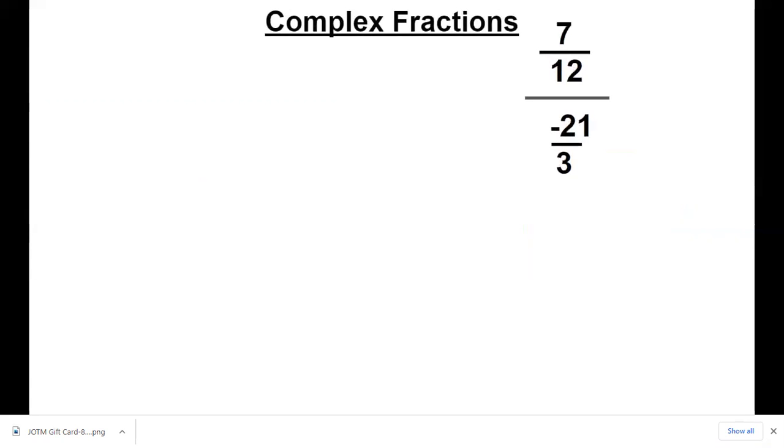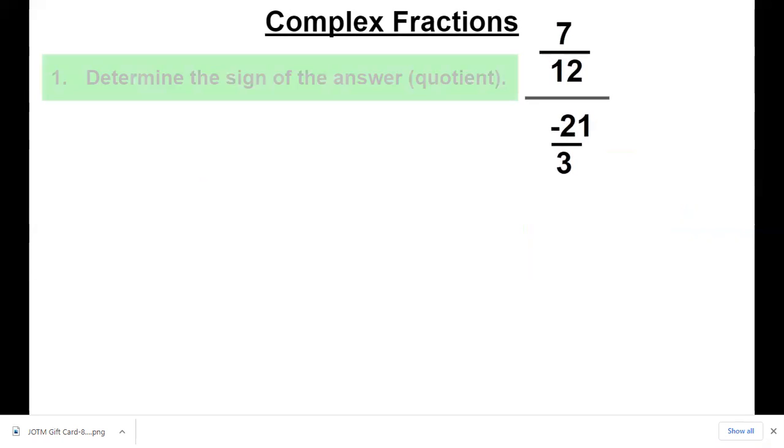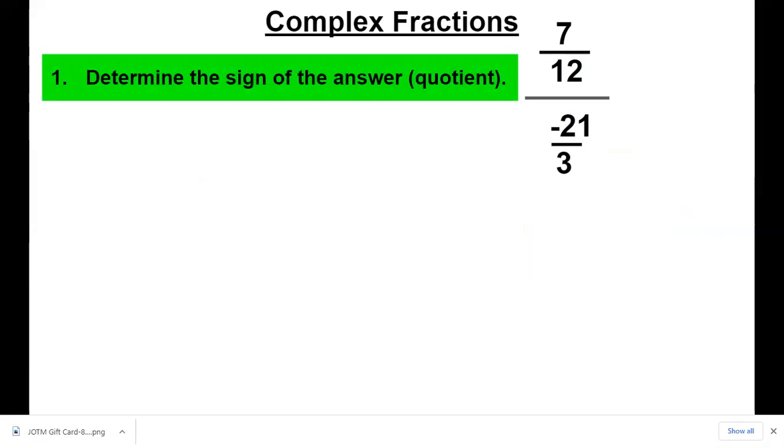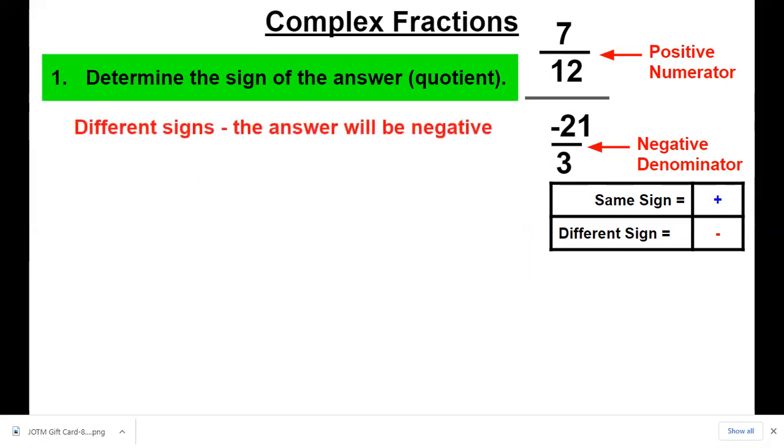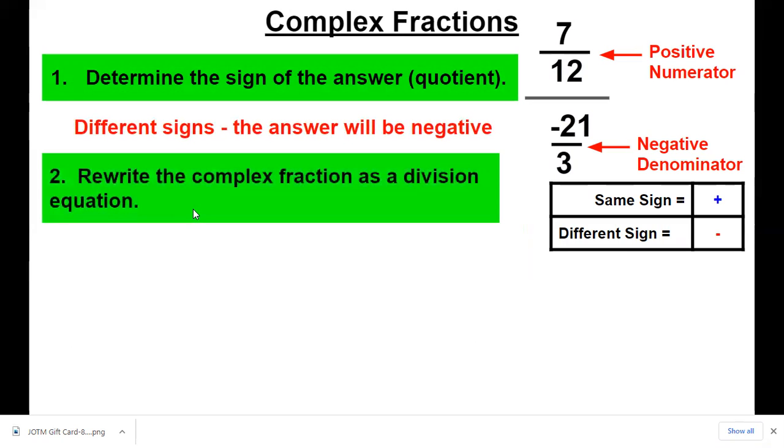Okay, let's look at this one. Is our answer going to be positive or negative? Well, we have a positive numerator and a negative denominator. So our answer will be different signs. The answer will be negative. Correct. The answer will be negative. Rewrite the complex fraction as a division equation: 7/12 divided by, notice how I put 7/12 first, divided by -21/3.